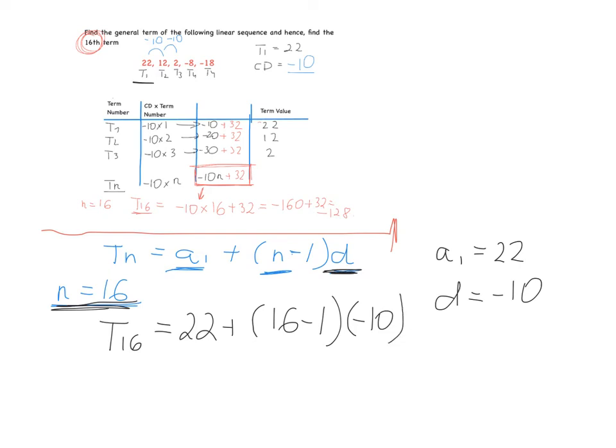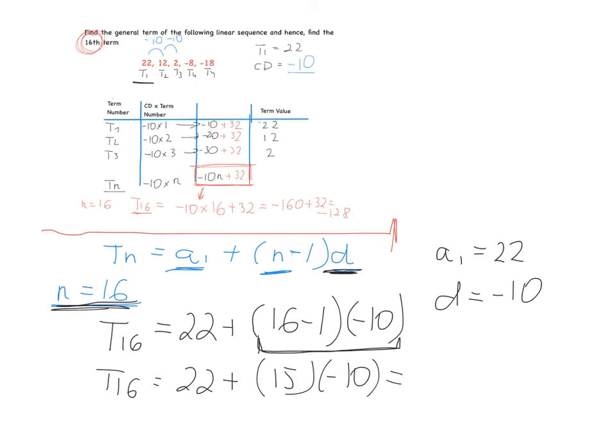Okay, now you need to follow the order of operations. What's first? First you need to do the brackets and multiplication, okay? So T16 equals 22 plus 16 minus 1 is 15, and 15 multiplied by minus 10. Okay? Now, you have adding and multiplication. Multiplication first. So 22 plus 15 multiplied by minus 10 is minus 150. What's 22 plus minus 150? Okay? That's minus 128. Done.